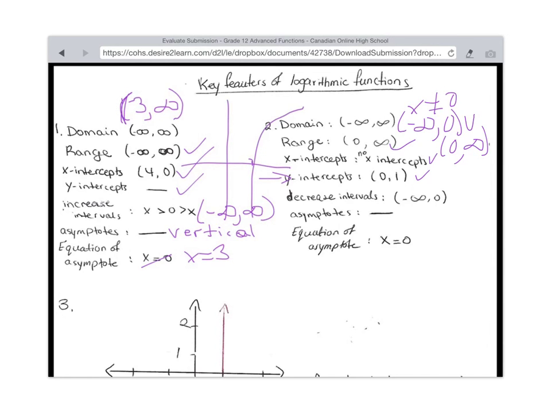Good for you. Okay. And so for intervals of decrease, it's decreasing from negative infinity to 0, and then from 0 to positive infinity also. Your asymptote should be a horizontal asymptote at y equals 0. So a horizontal asymptote looks like this, and the equation of the lines that are horizontal are y equals, not x equals, and so your asymptote is at y equals 0 there.